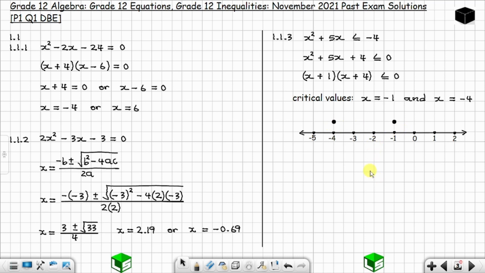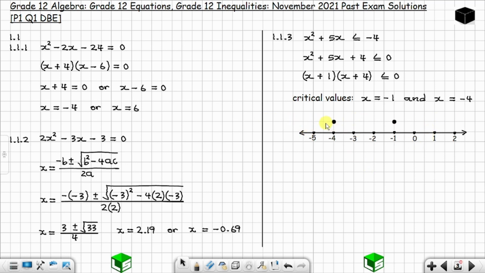Okay. So after that, you can see now the critical values are dividing the number line into 3 intervals. So you have the intervals before negative 4, and you have the intervals between negative 4 and negative 1, and you have the intervals after negative 1. You can see you have this interval and this interval and this interval. So you have 3 of them. Okay, now after getting your critical values on the number line, now you have to test your intervals.